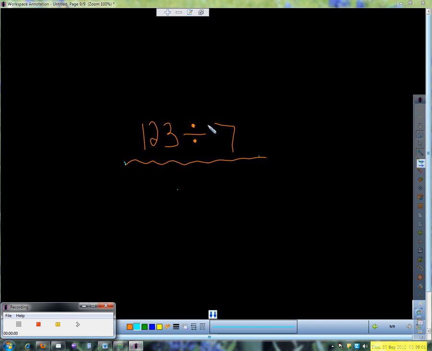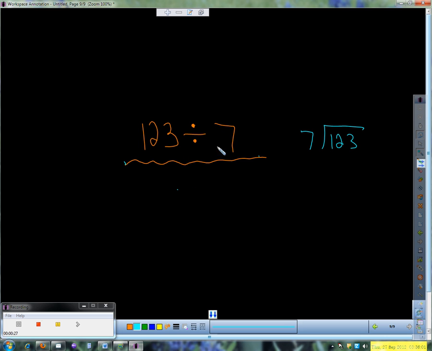Now sometimes you might see the problem written in this way, and other times you might see it written like this, 7 with 123 inside the box. Both of them mean the same thing, they're just two different ways of writing the problem. Now to solve this, I'm going to use something called the clusters method.